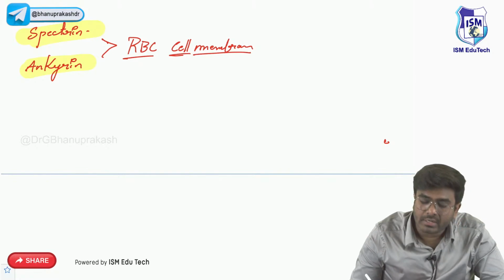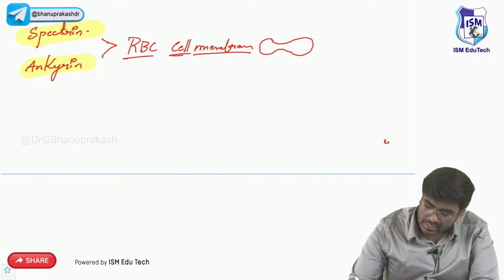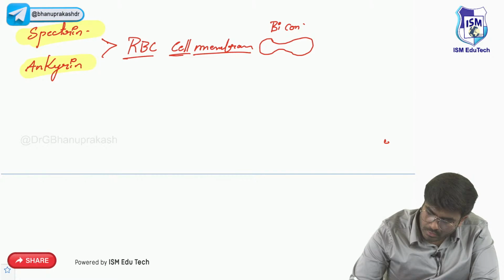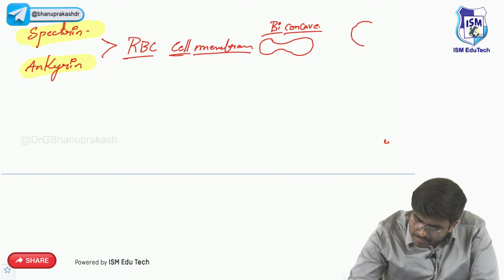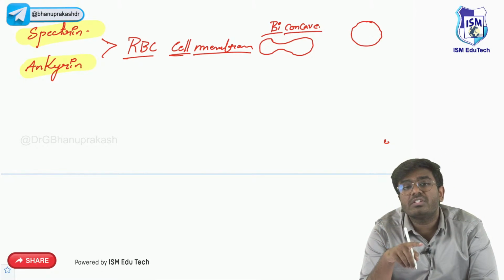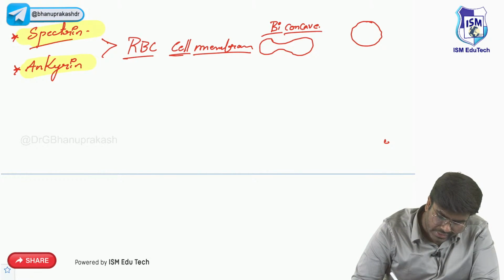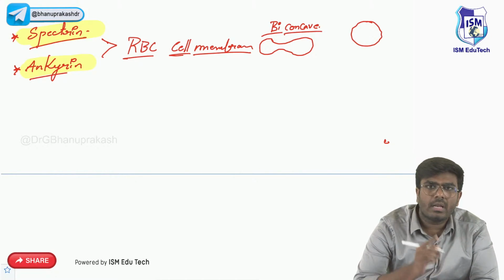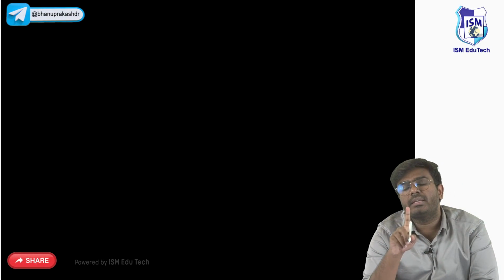Now, have you ever wondered why the RBC is something like this? Okay, biconcave in shape. Why is the RBC biconcave in shape? Why not simply round or spherical in shape? The RBC is biconcave in shape because of these two important peripheral proteins, the spectrin and ankyrin. Now, in your exam, the biconcave shape of RBC is due to spectrin and ankyrin.